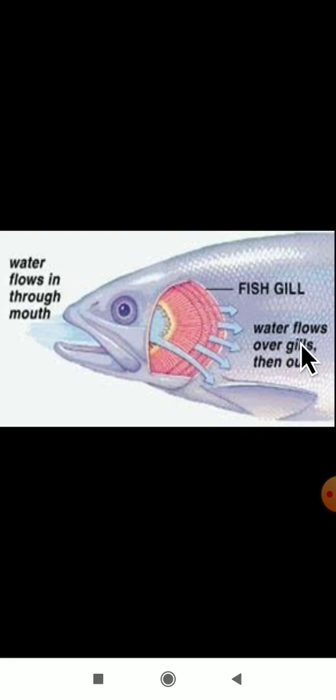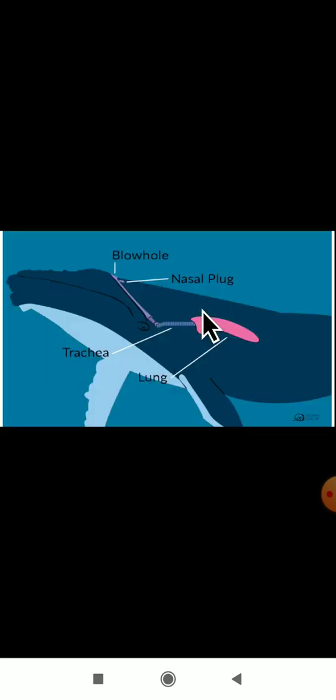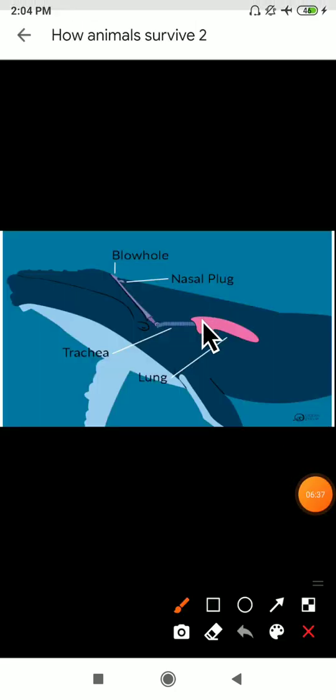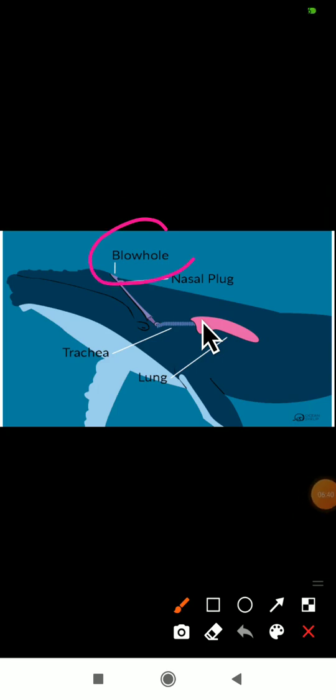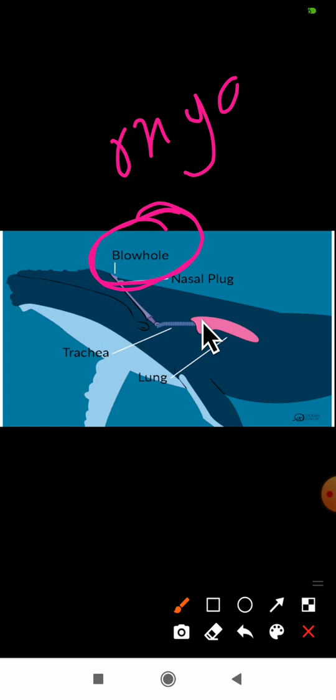Water flows over the gills and then out. First the water flows in through the mouth, then it flows over the gills. With the help of these gills, the fish will breathe. Next, it is a whale. As you have studied, whales have a blowhole. When they jump up from the water, with the blowhole they will take the oxygen inside.